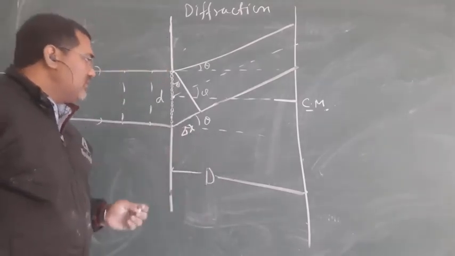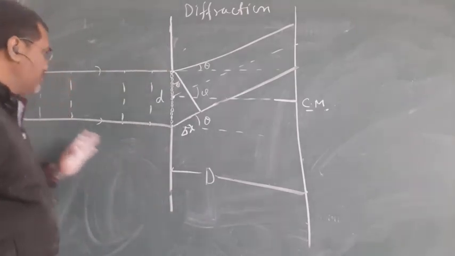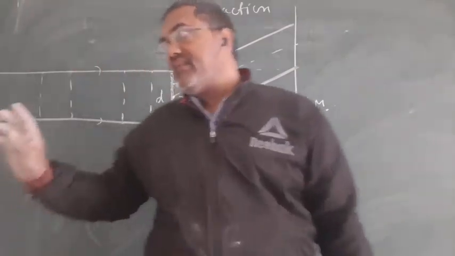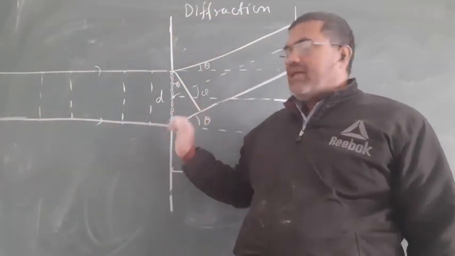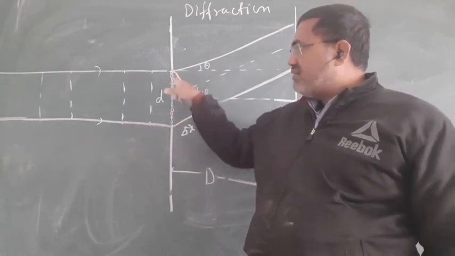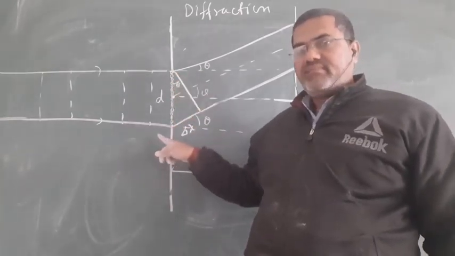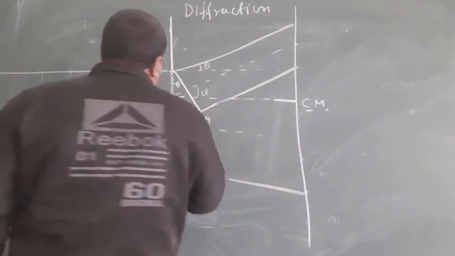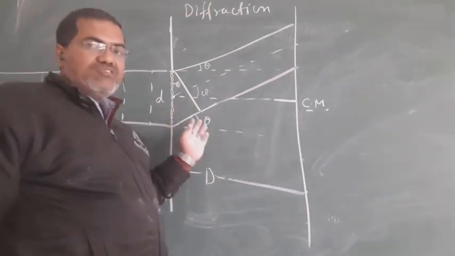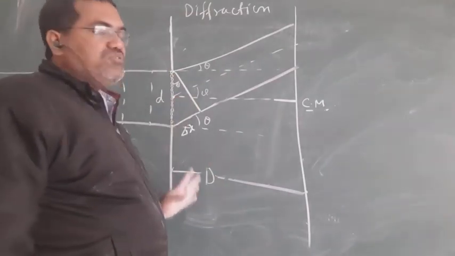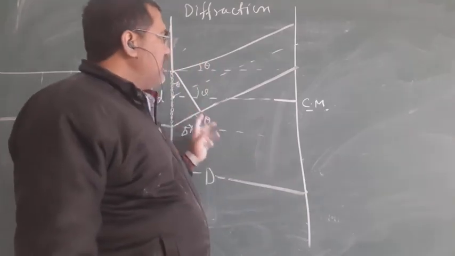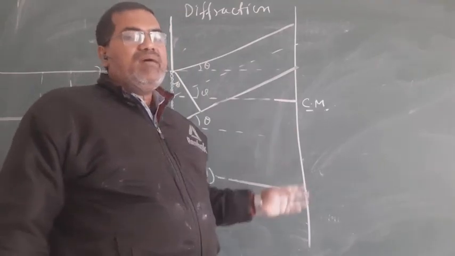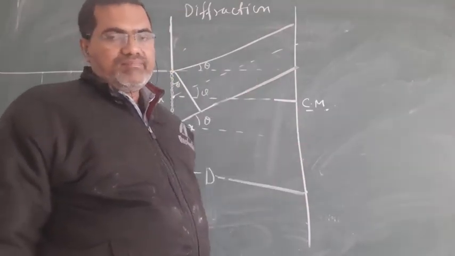So, we have already seen that a source is very far, so a planar wavefront is coming towards the opening, and a hypothetical wavefront between the opening is passed out. This hypothetical wavefront has infinite sources, and these infinite sources originate secondary wavelets, and due to the secondary wavelets, maxima and minima will form on the screen.